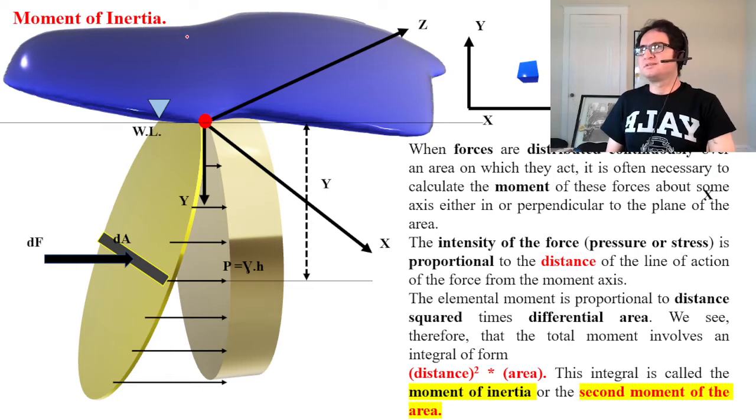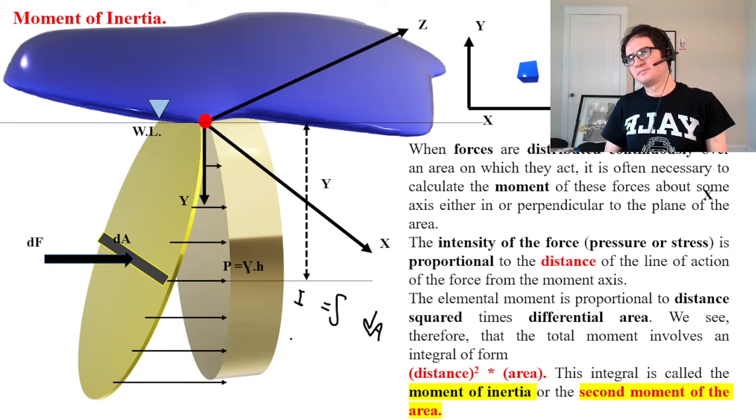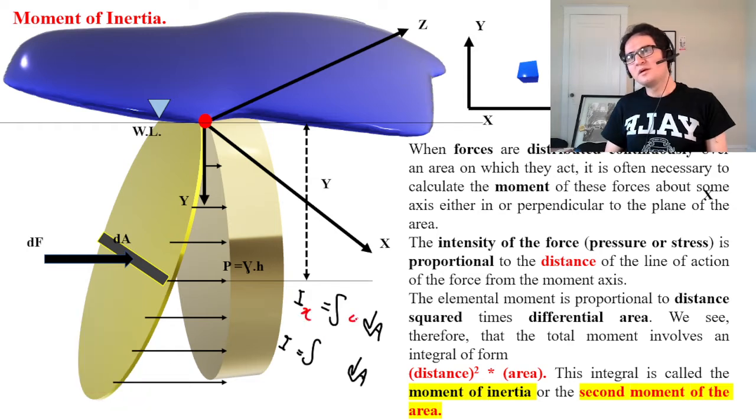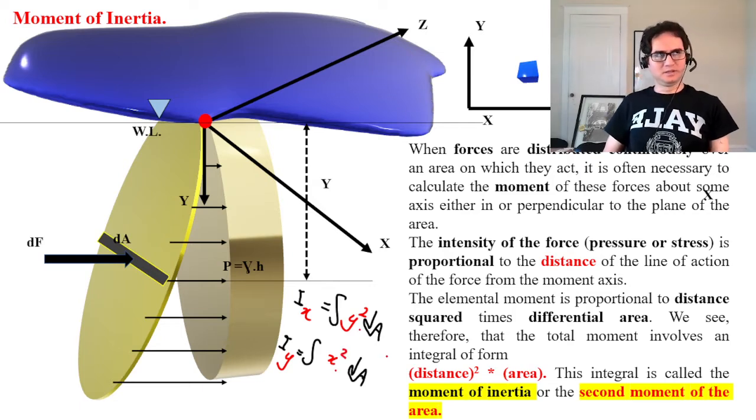So far, we just learned about moment of inertia. If we want to calculate Ix, Ix is the integration of y squared dA, and Iy is the integration of x squared dA. That's all we know so far about the moment of inertia.